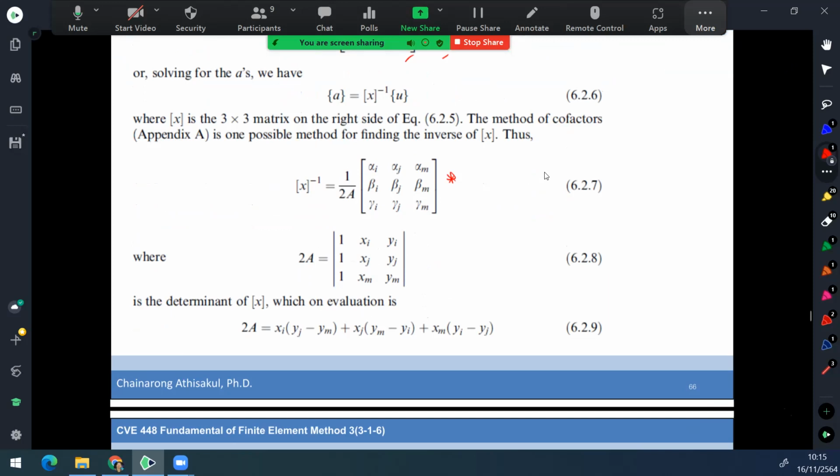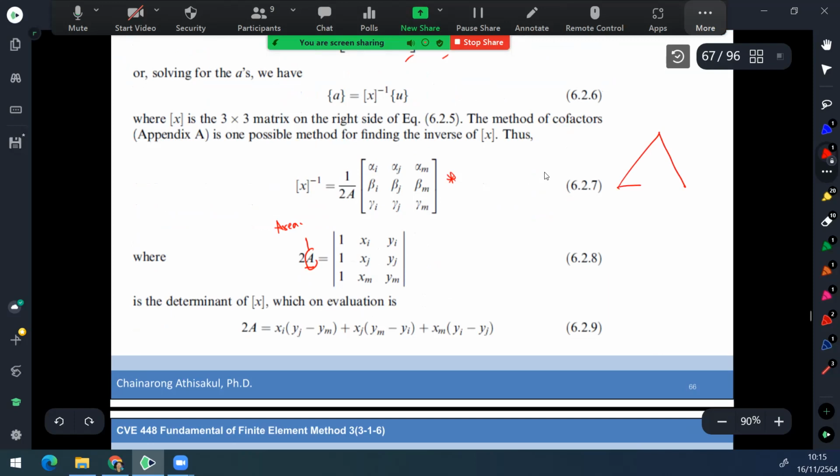Okay, you see that you have the 2A. A is actually the area of the element. But for the area of the element, if you know the coordinates of the points, the area of the triangle is very easy to determine, for example in the case of a right angle, right?